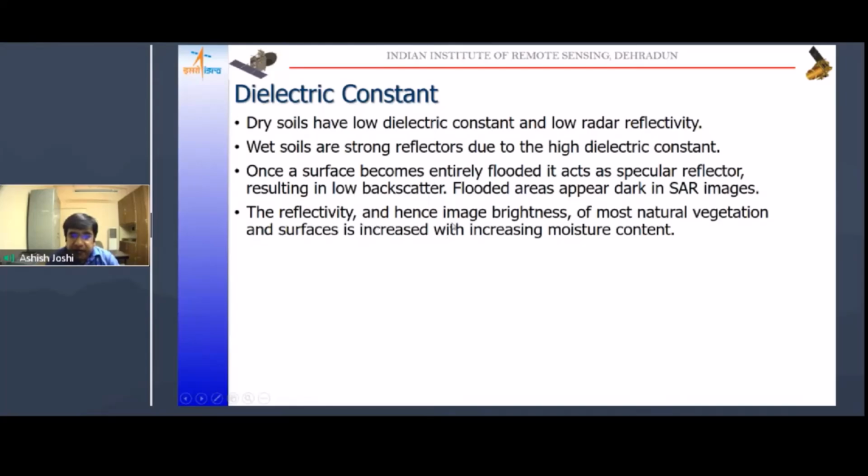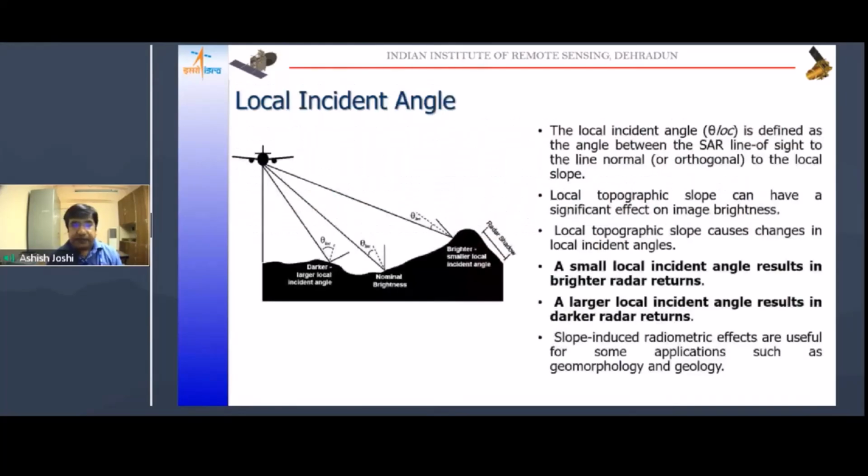The reflectivity, hence the image brightness, of most natural vegetation and surfaces increases with increasing moisture content. So in SAR, the image brightness will increase with the increase of moisture in the natural surface. And second is the local incident angle.